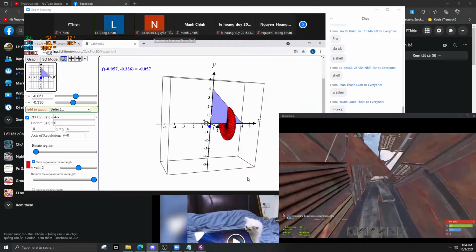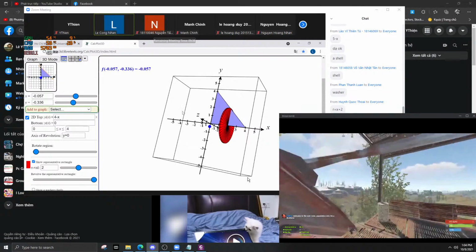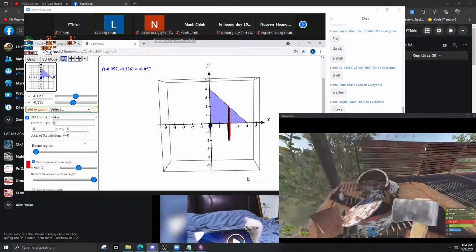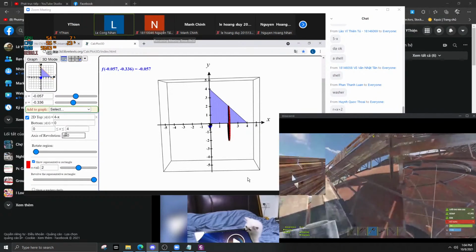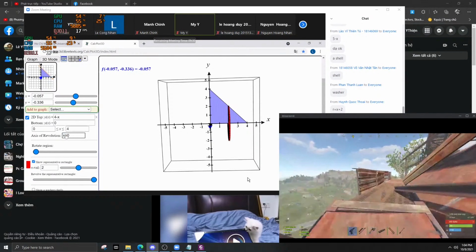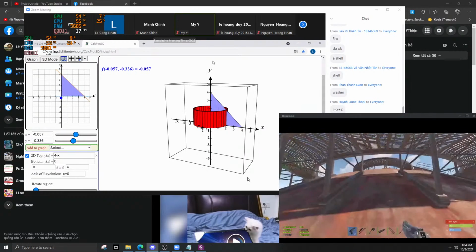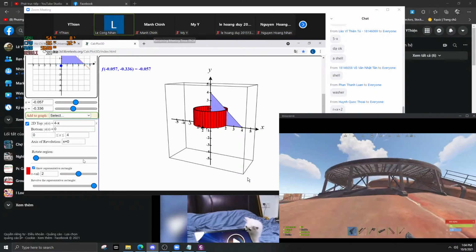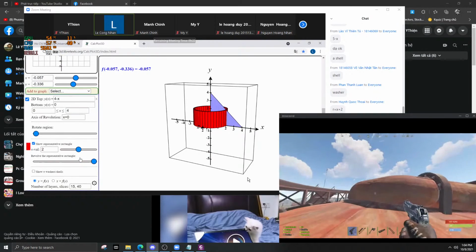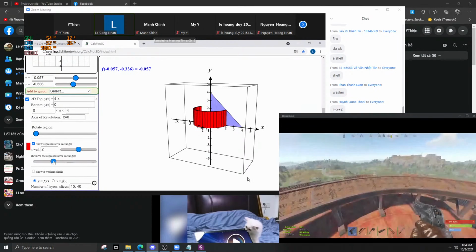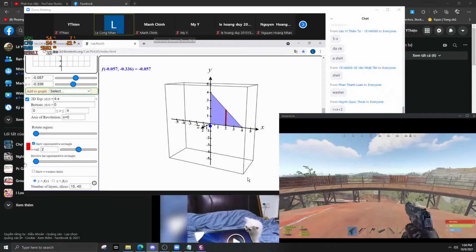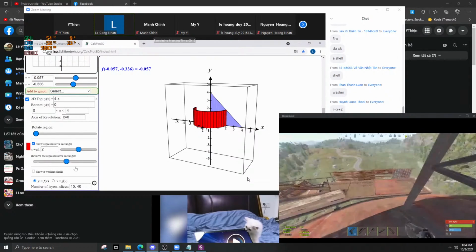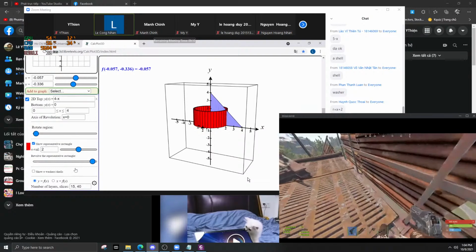And if you choose the other axis of revolution, for example, if you choose the axis of revolution x equals 0, that is the y-axis, then we get a shell. Okay, we get a shell. We have the vertical representative rectangle, and we rotate it about the y-axis, so we get a shell.